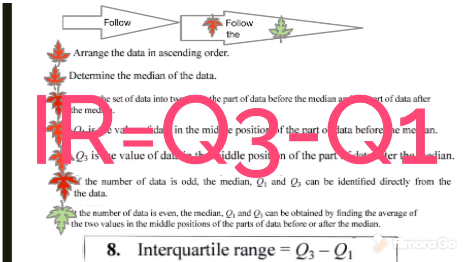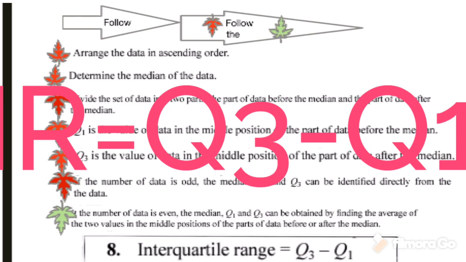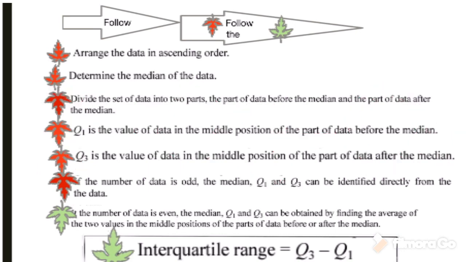Finally, the interquartile range is Q3 minus Q1, or the difference between the third quartile and the first quartile. So you have to follow all the steps in order to find the interquartile range. When the number of data is odd, it's easy, but when the number of data is even, you need to find the average.